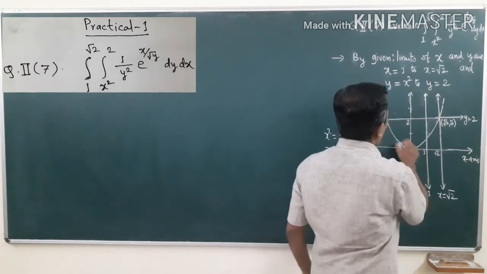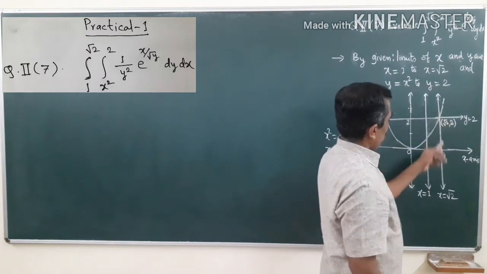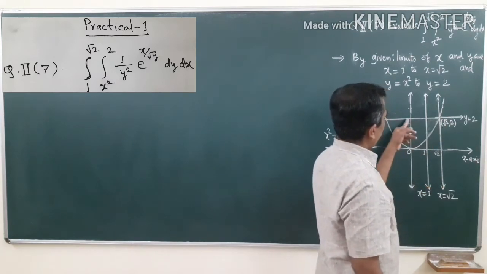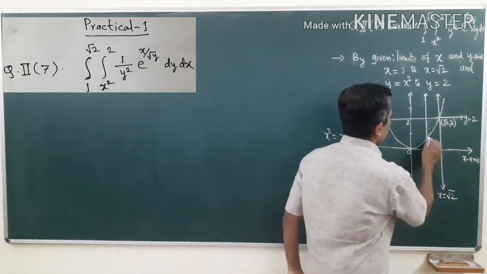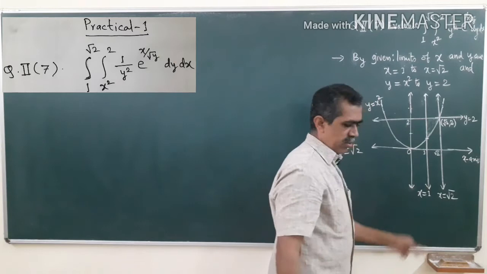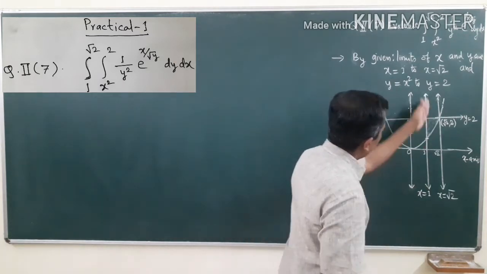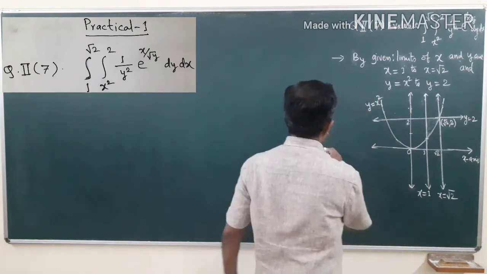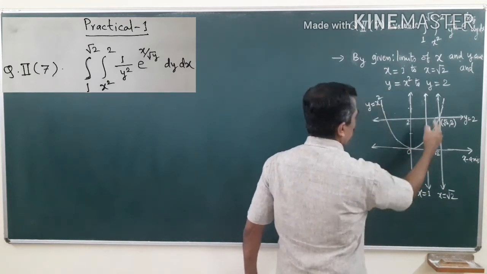Now you plot the parabola so that it cuts the line x is equal to root 2 and y is equal to 2 at the common point. This is how my parabola is. Now see what is the point of intersection of x is equal to 1 and the parabola. Put x is equal to 1 to find the point of intersection of these two, the parabola and the line.